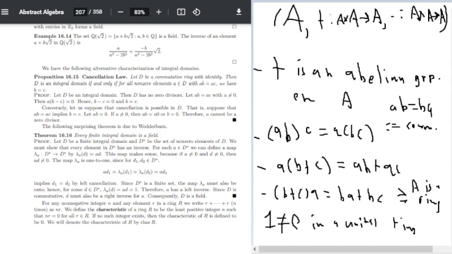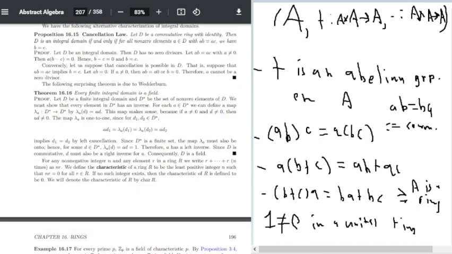Let D be an integral domain. Then D has no zero divisors. Let ab equal ac with a not equal to 0. Then a(b minus c) is equal to 0. Hence, b minus c is equal to 0, and b is equal to c. This step right here is where we use the integral domain.